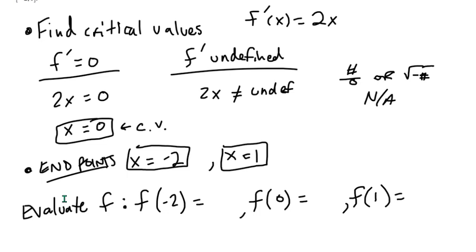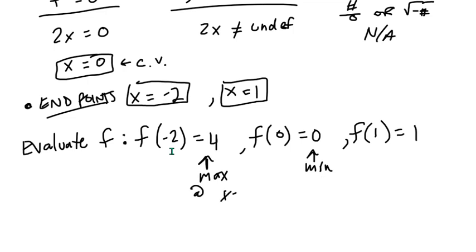So when x is -2, we get 4. When x is 0, we get 0. And when x is 1, we get 1. And so our highest or largest value is 4, and our lowest is 0. So our absolute maximum occurs when x is -2, and the maximum value is 4. And our absolute minimum occurs when x is 0, and our minimum value is 0.